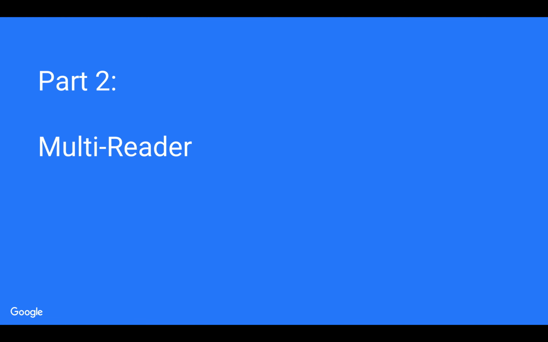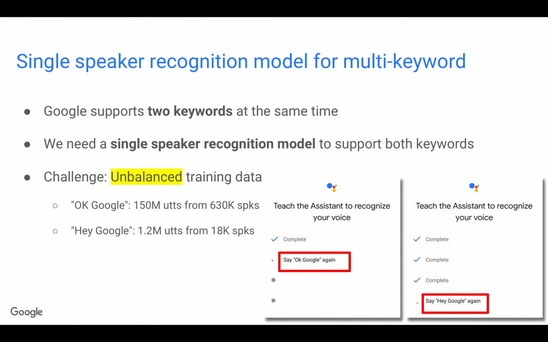Part 2 of the presentation is about a technique we call multi-reader. The story is that Google wants to support two keywords at the same time, OK Google and Hey Google, and we want to use a single speaker recognition model to support both keywords. The challenge is that our training datasets are very unbalanced. The OK Google training dataset has more than 150 million utterances, while the Hey Google training set has only about 1.2 million utterances.